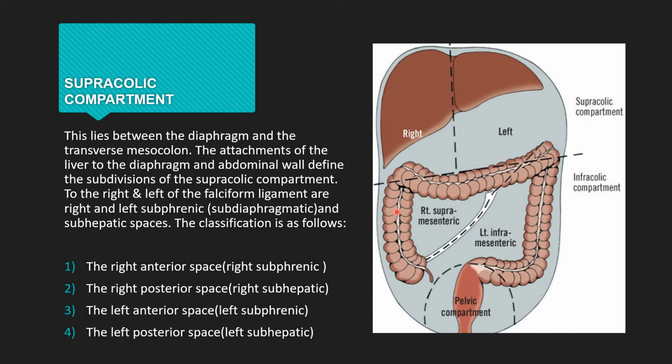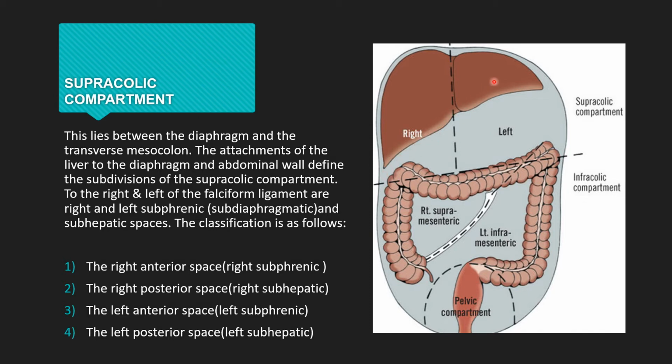So if we classify those spaces, the right anterior space is also known as the right subphrenic. Subphrenic means below the diaphragm. So the space on the right side below the diaphragm is the right subphrenic space. And the right posterior space is known as the right subhepatic space. Subhepatic means below the liver. So you see over here, below the right lobe of the liver, this will be the right subhepatic space.